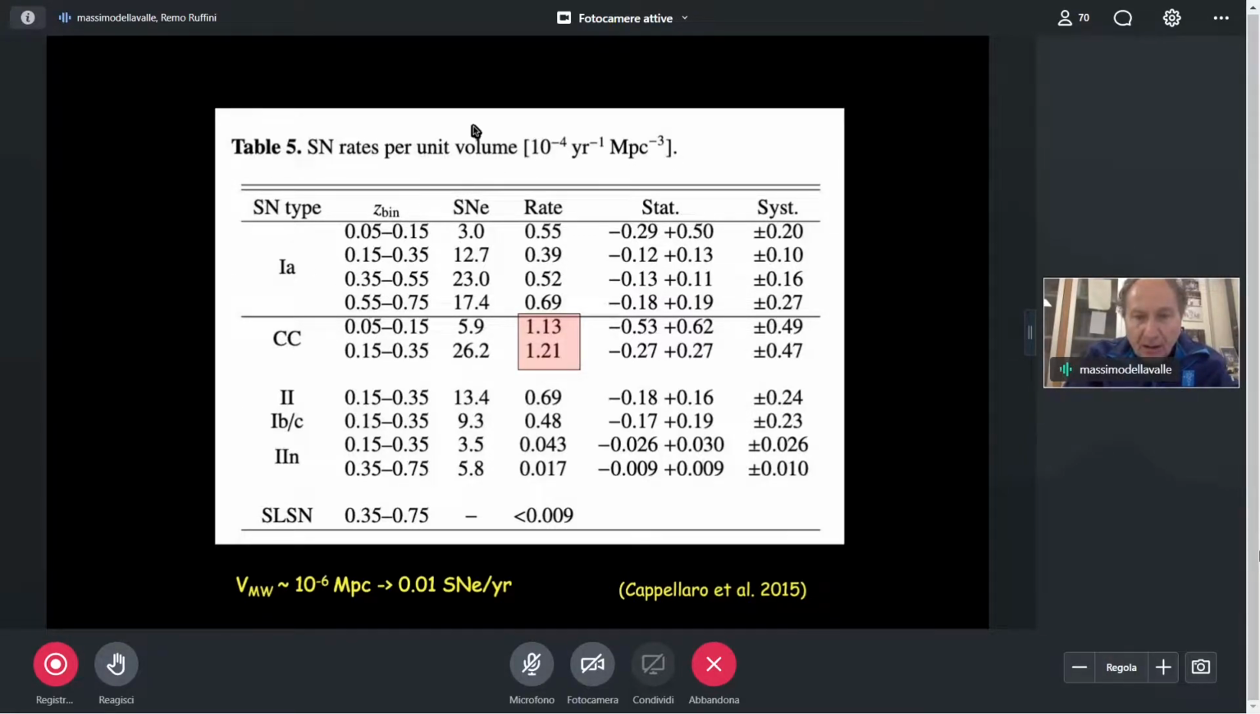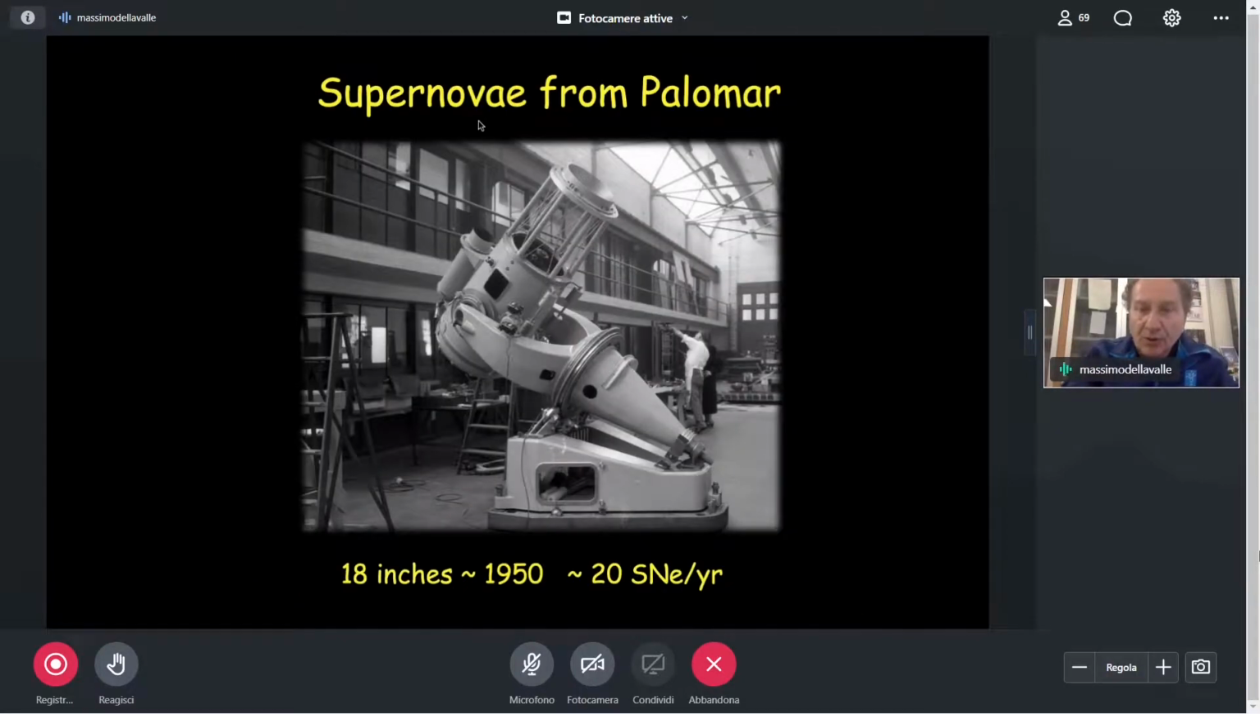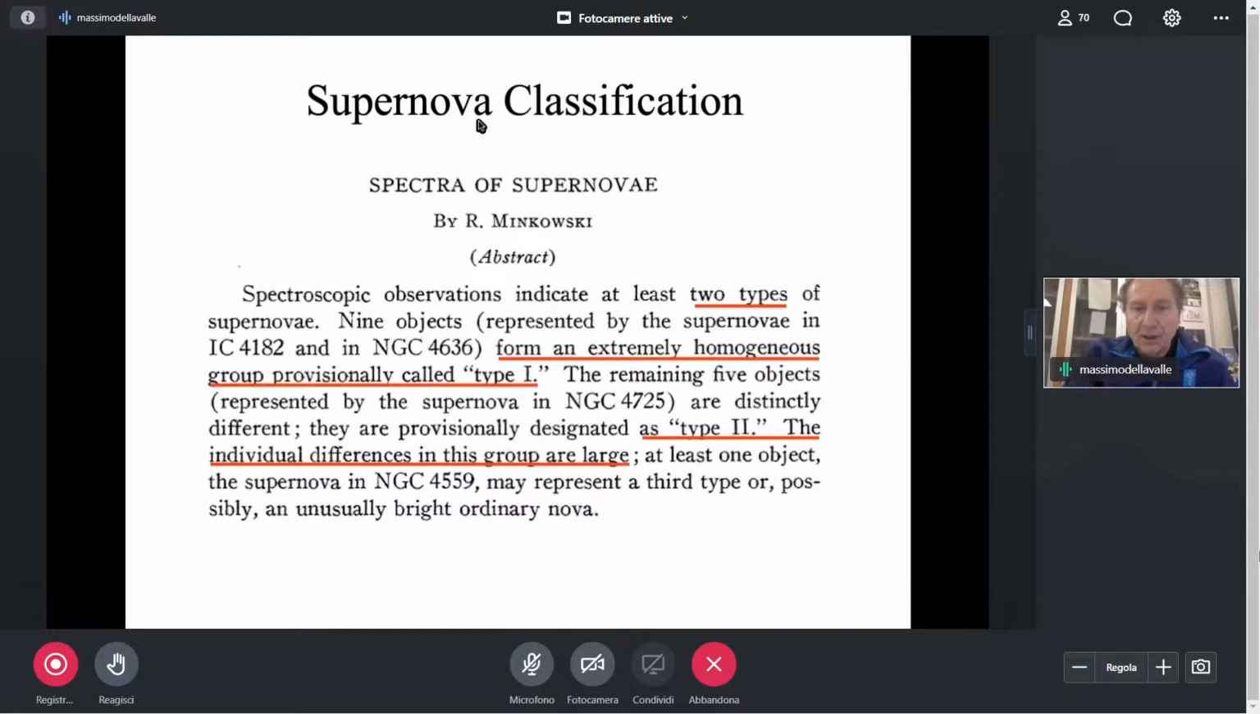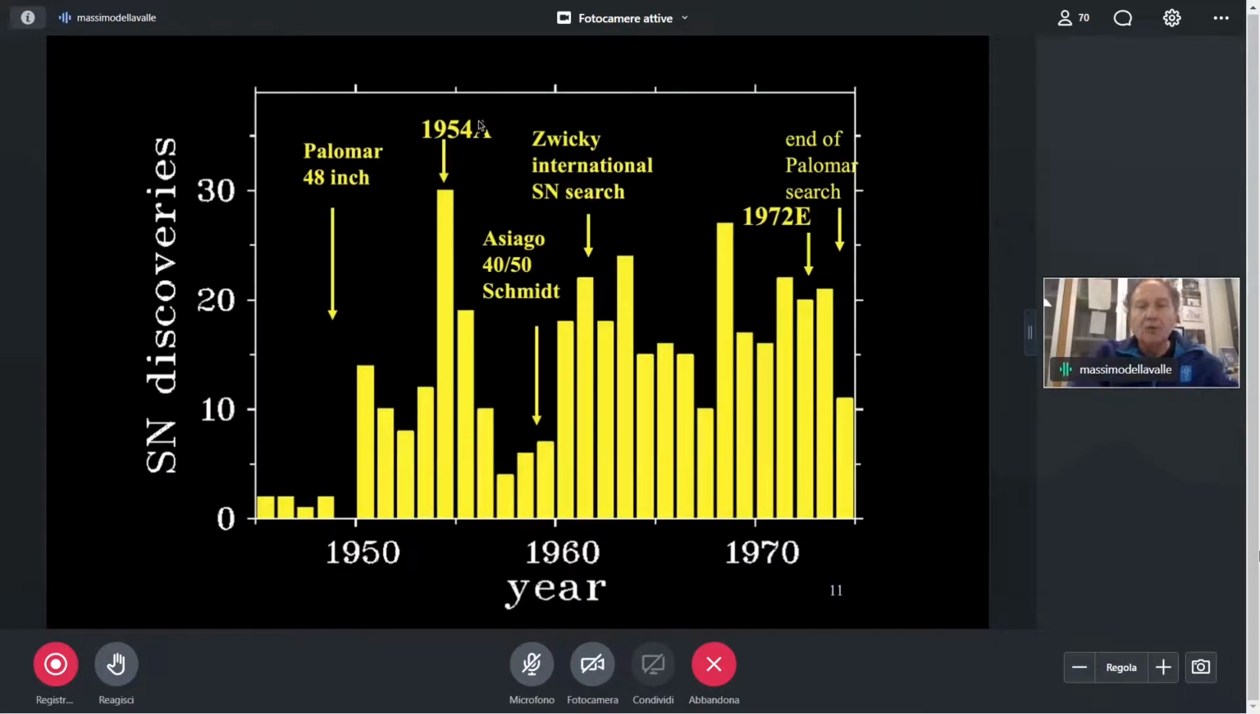Look only at the pink box, and you see that we have one object. We expect to observe one object every century, more or less. The only way to increase the observable number of supernovae is to increase the volume that we can sample with our telescopes. And this was the job that was started in the 1950s by Zwicky. With a relatively small telescope, he started to discover between 20 and 30 supernovae per year.